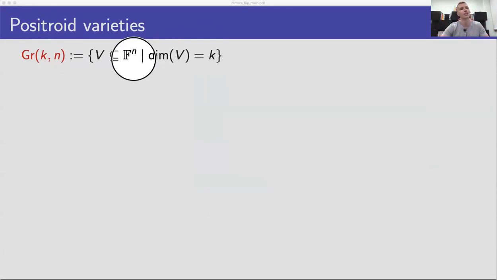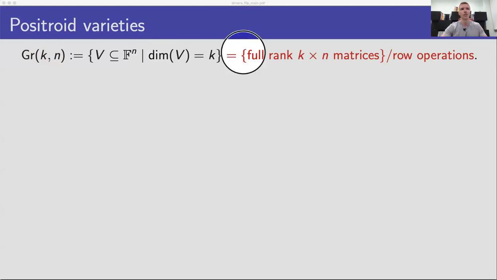In other words, if you have a k-dimensional subspace, you can pick a basis that's going to be k vectors in R^n, and then you can write them as a matrix. It's going to be a k by n matrix. It's going to have full rank. If you choose some other basis of the same space, it's going to be a different matrix, but those two are going to be related by row operations.